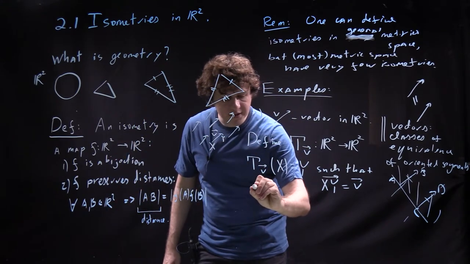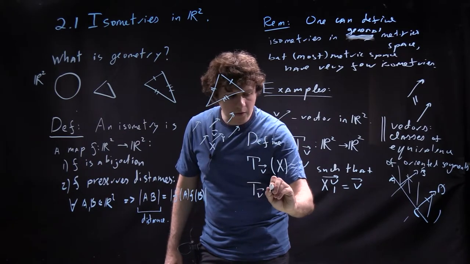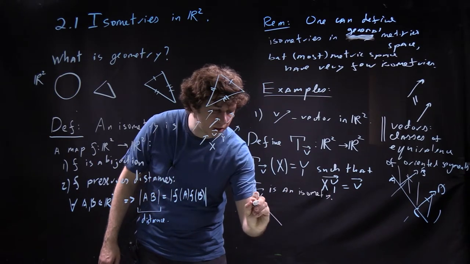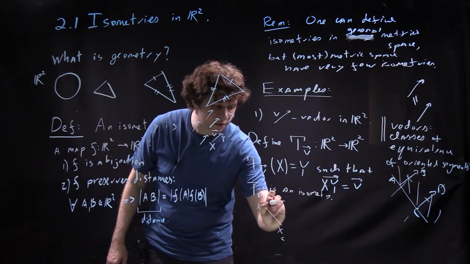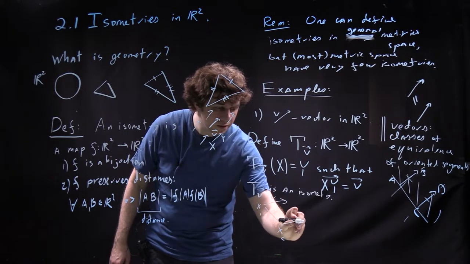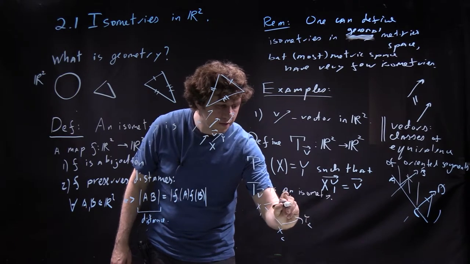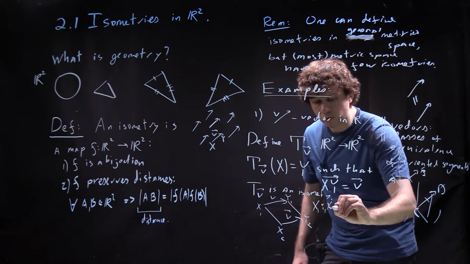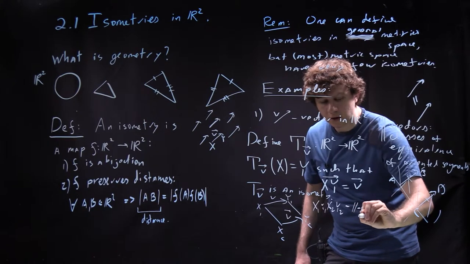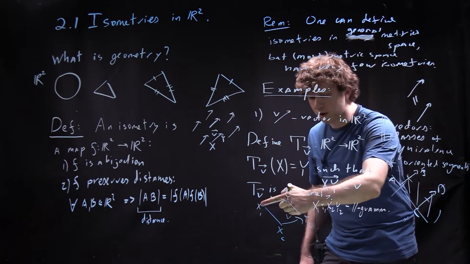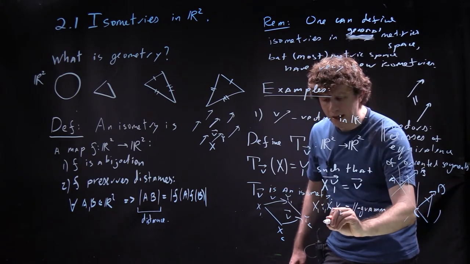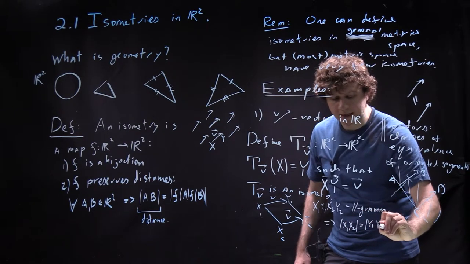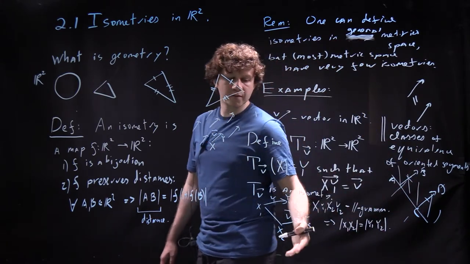And it's really easy to see that T_v is an isometry. Obviously it's a bijection. Then if you take two points x1, x2, and you move them by the same vector v to points y1, y2, then x1, y1, y2, x2 is a parallelogram, and because the vectors of the opposite sides are equal, it implies that the distance x1x2 equals the distance y1y2, which is exactly the condition that our parallel transport is an isometry.